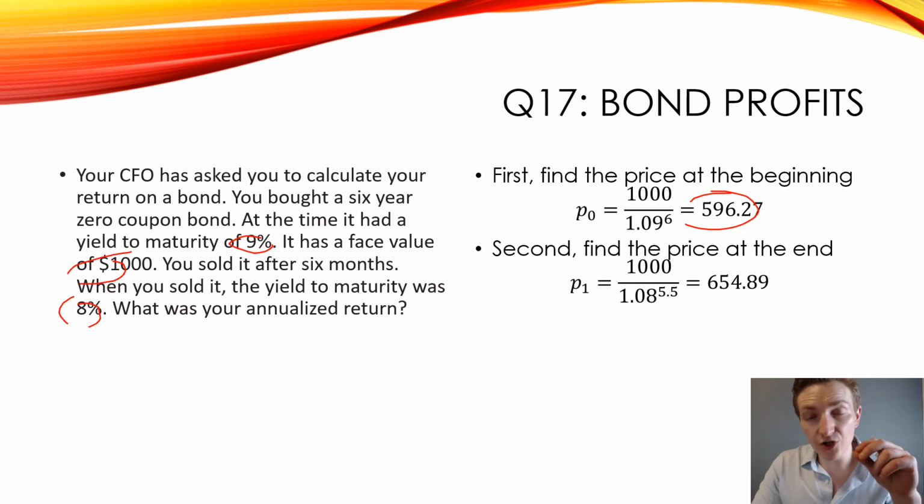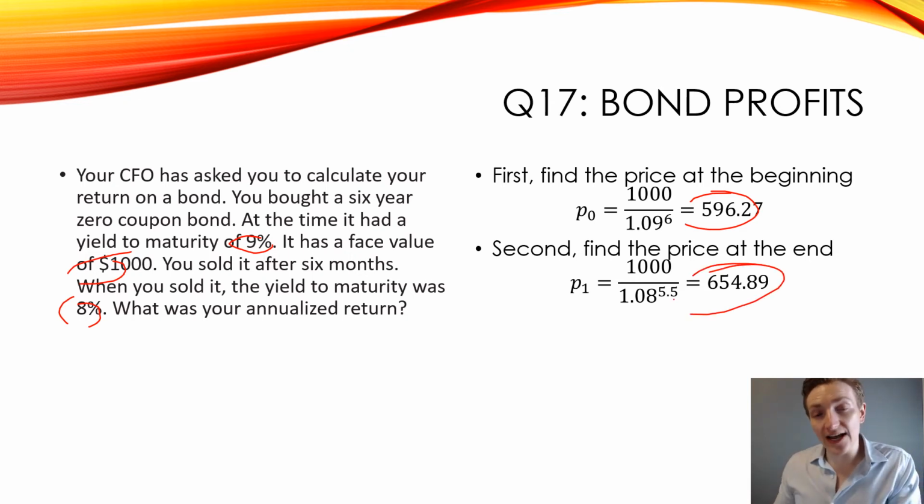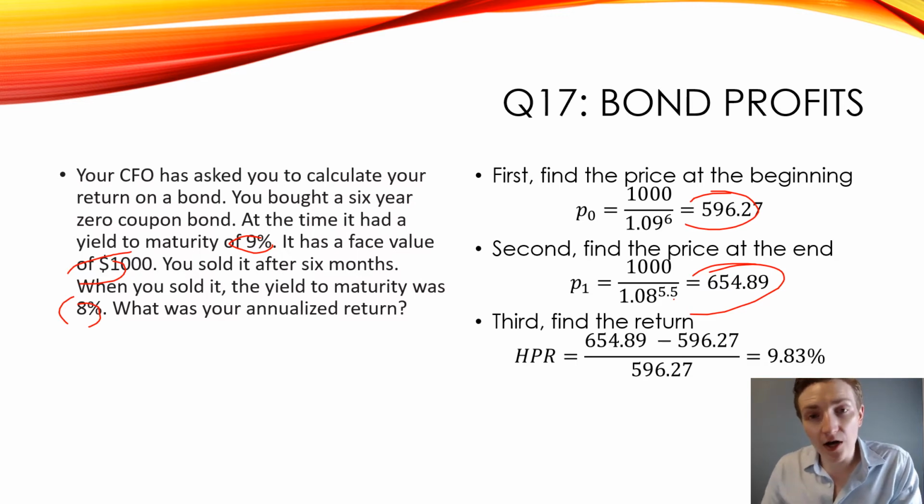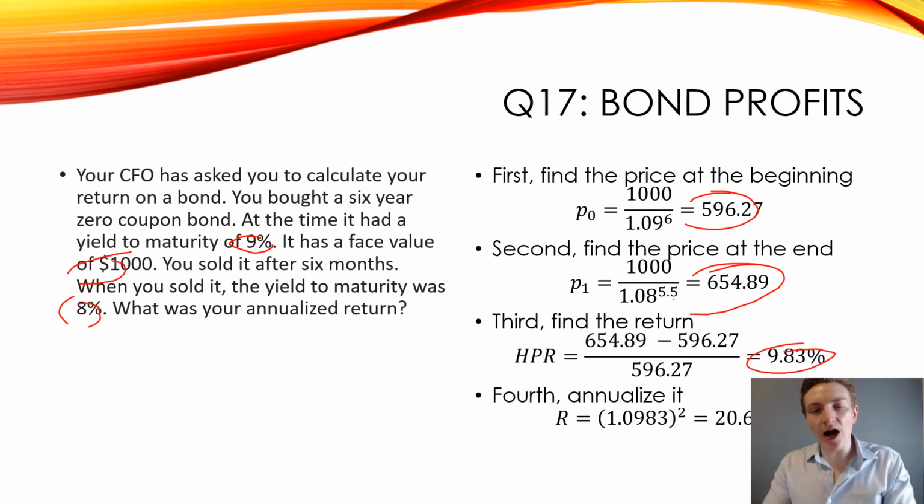The second thing you do is you calculate the price of the bond at the end of your holding period. Here you take your $1,000, discount it back at 8%, because remember the yield to maturity has gone to 8%, to the power of 5.5 years, because we now have 5.5 years until maturity. That gives you $654.89. We then calculate the holding period return, which is just the percentage return you get over your holding period. Here that is 9.83%. And then finally you annualize it, so you just square 1 plus that return and subtract off 1 to get your annualized rate of return.